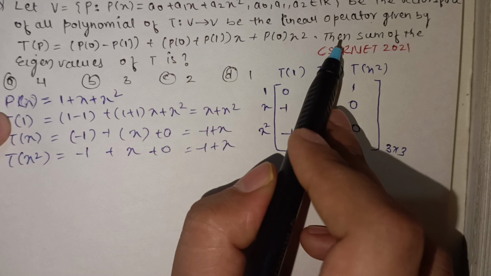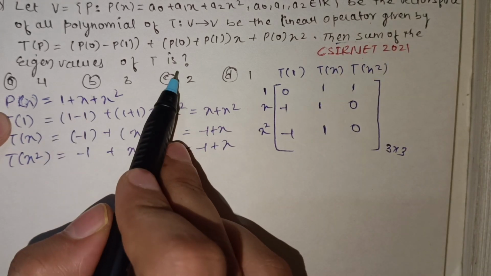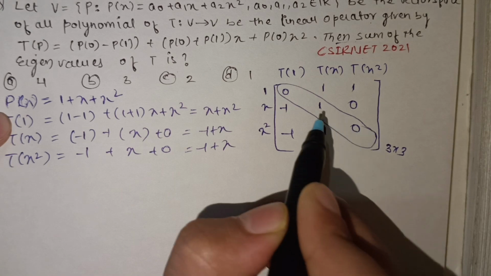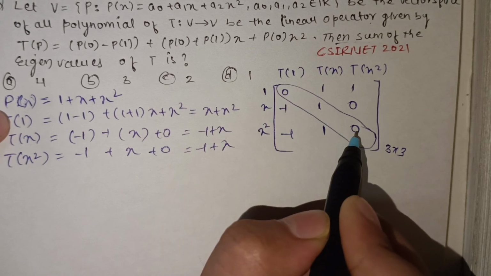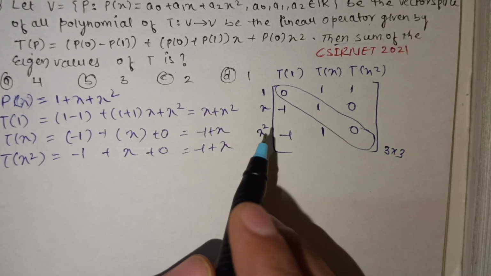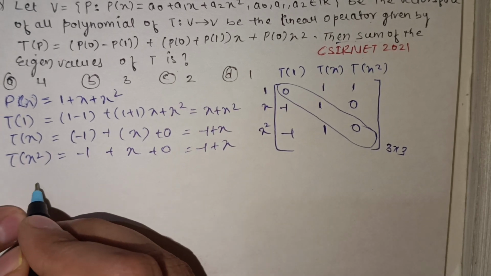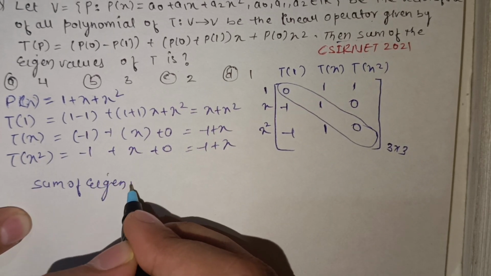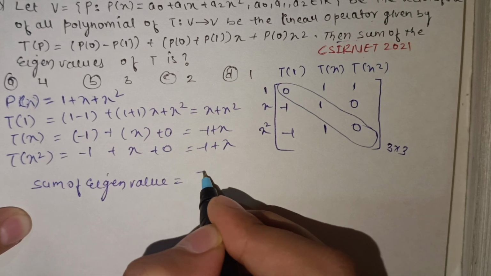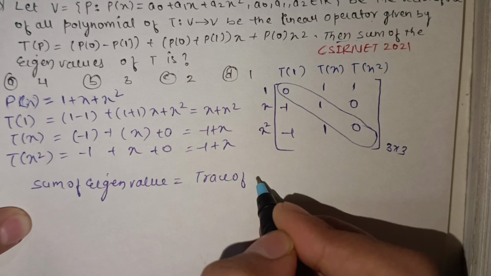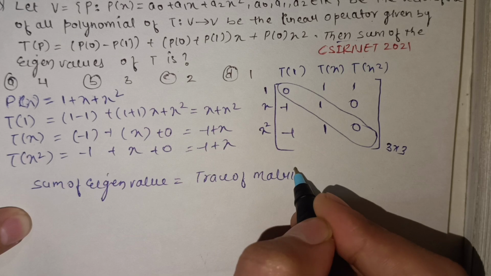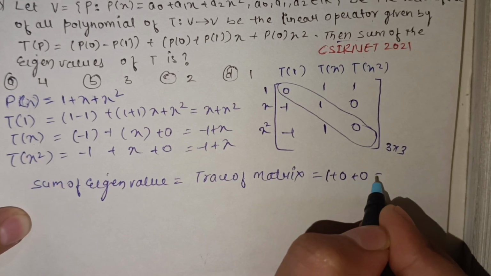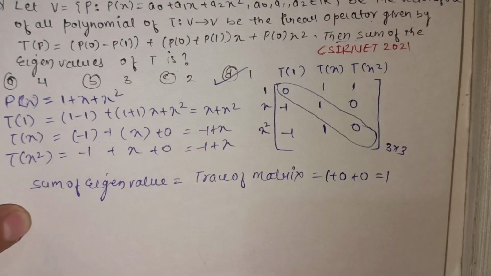Now we have to find the sum of the eigenvalues. Sum of the eigenvalues is nothing but the trace of the matrix. What is the trace of this matrix? Trace of matrix is the sum of eigenvalues, equal to the trace of the matrix. So what is the trace? It equals 1 + 0 + 0, that is equal to 1. So our option D is correct.